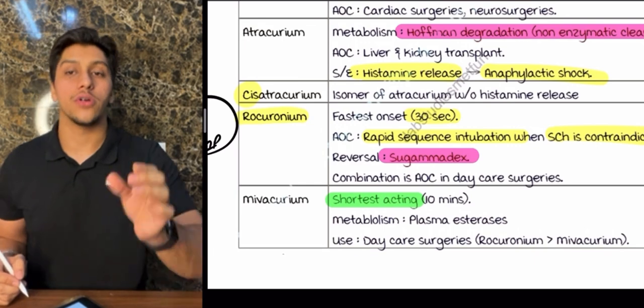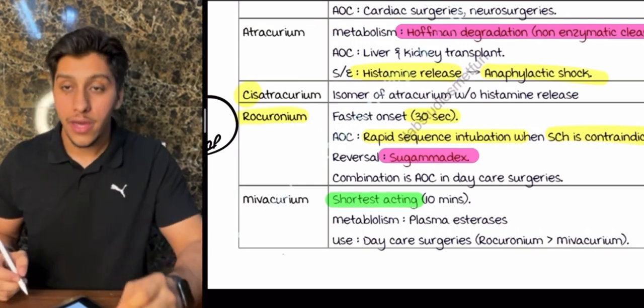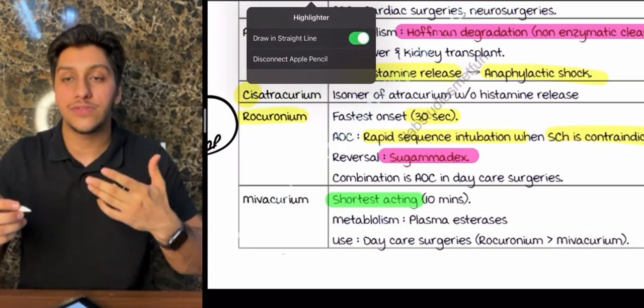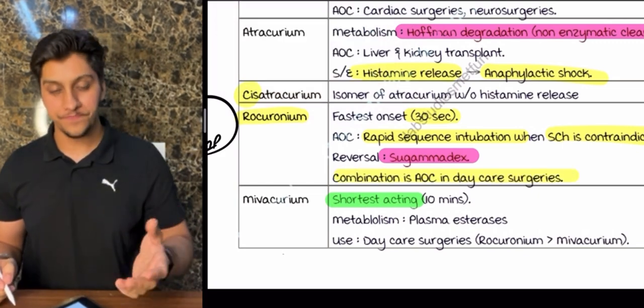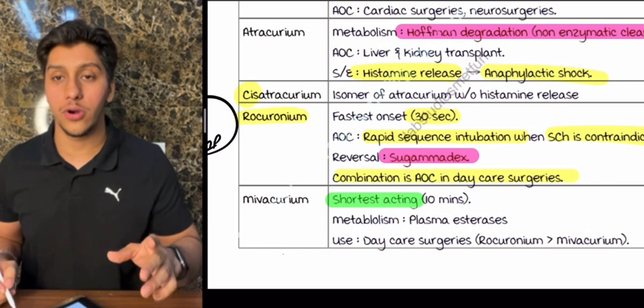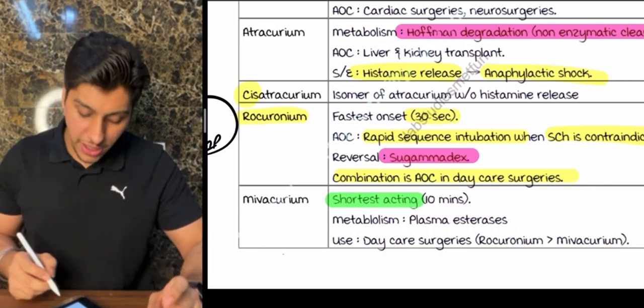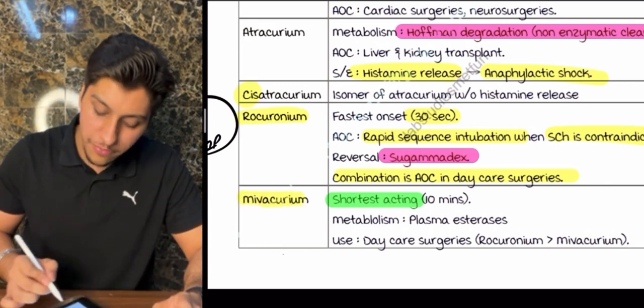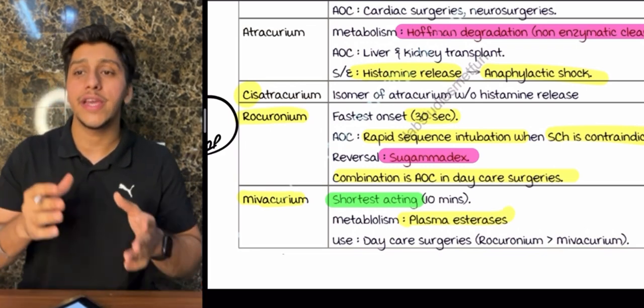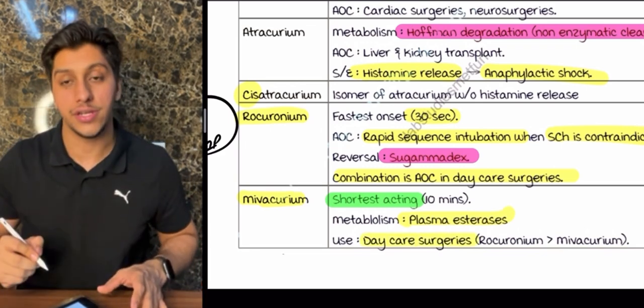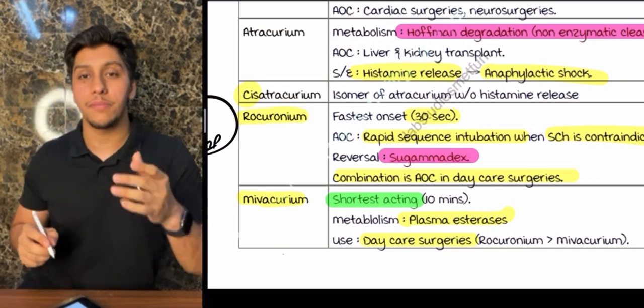The combination of rocuronium and Sugamadex is so fast, and the recovery time is very good, that it is the agent of choice in daycare surgery. The short acting one which I talked about was mivacurium. The important thing about mivacurium is that its metabolism is done by plasma esterases. Since it is short acting, it can be used in daycare surgery. Remember, if they ask you ultra short, remember gantacurium.